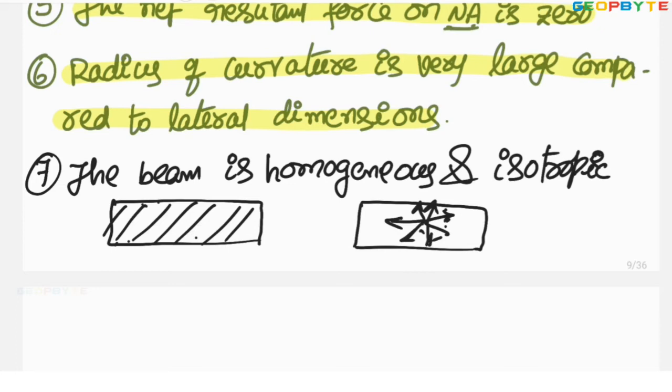So the beam must be homogeneous and isotropic. Once again, homogeneous means the beam is said to be homogeneous if it is maintaining the same constants or characteristics in the entire cross section. Whereas in the case of isotropic, the beam is said to be isotropic if it maintains the same elastic characteristics in all directions from a particular point. So these are all the required assumptions for the theory of simple bending.